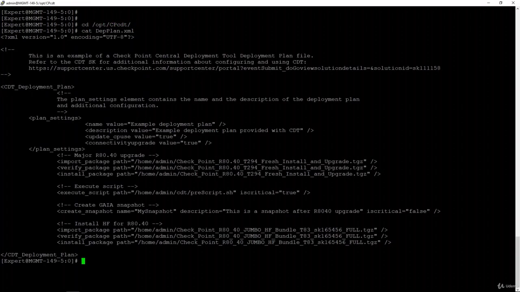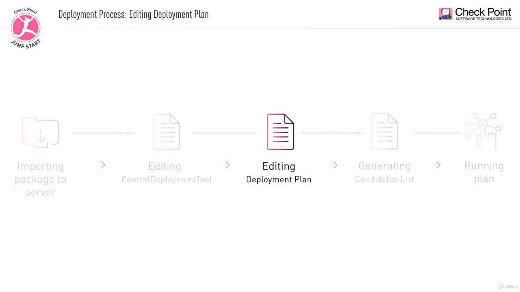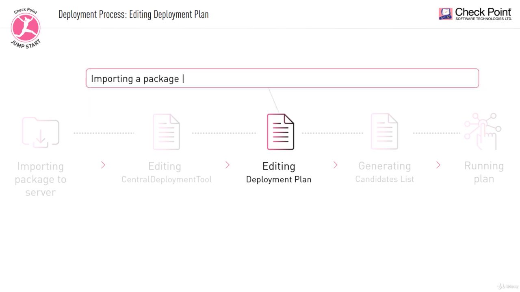Bob would like to avoid any traffic connectivity loss of cluster members within his deployment, so he sets the connectivity upgrade to true. This ensures the target clusters maintain a connection failover. At this stage of setting up your deployment, you can choose to perform various actions on your remote machines. Supported actions include importing a package, executing a command, creating a snapshot, and installing a package.